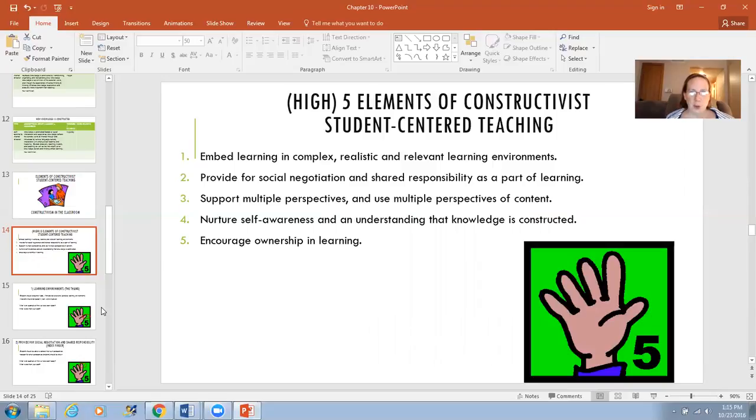First element, embed learning in complex, realistic, and relevant learning environments. 2, provide for social negotiation and shared responsibility as part of learning. 3, support multiple perspectives and use multiple perspectives of content. 4, nurture self-awareness and an understanding that knowledge is constructed. And lastly, encourage ownership in learning.